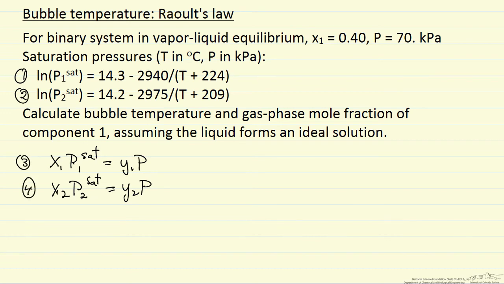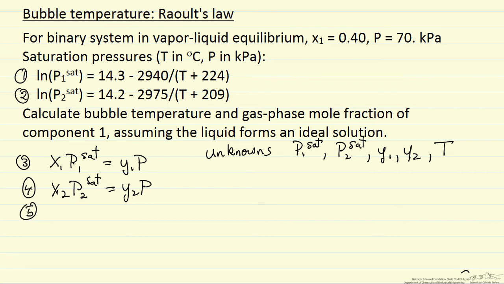The fourth equation, well, we should list our unknowns so we know how many equations we need to solve this problem. One of the unknowns is the saturation pressure of component 1. Another is the saturation pressure of component 2, y1, y2, and of course, temperature. So we have 5 unknowns. We need 5 equations. The final equation is y1 plus y2 must add to 1. 5 equations, 5 unknowns, nonlinear equations.